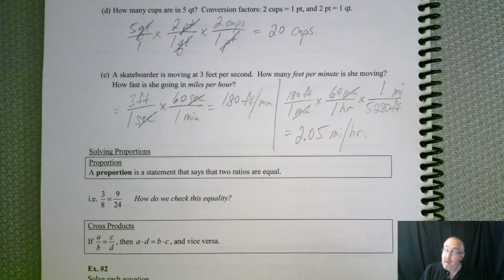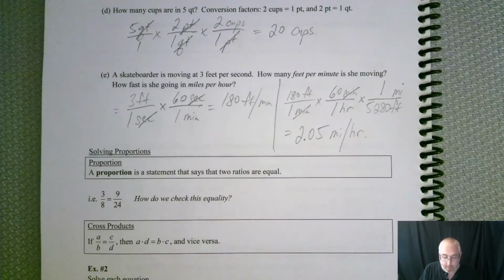So not terrible, but it definitely can be tricky. If you don't have that conversion factor aligned right, stuff's just not going to cancel out right. So you've got to make sure you write those units in.